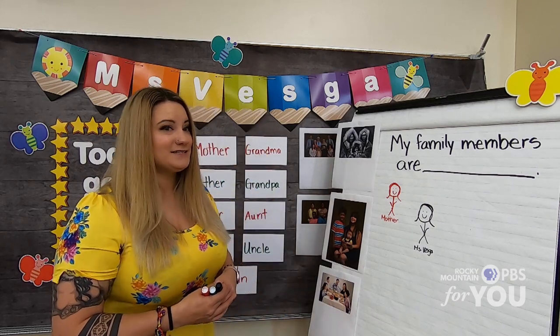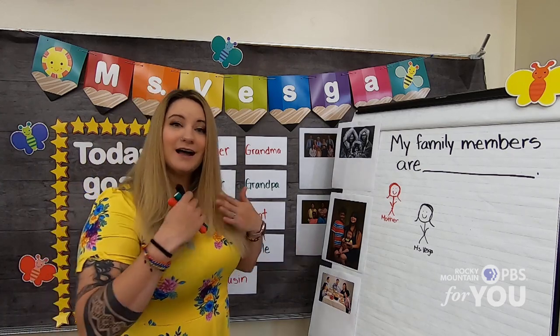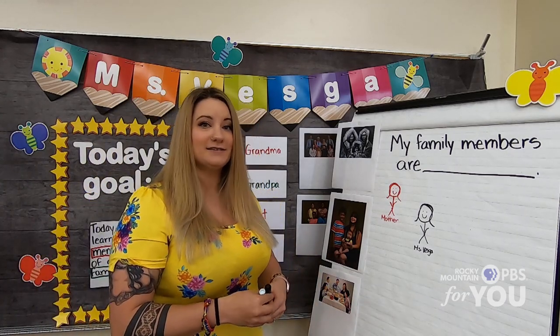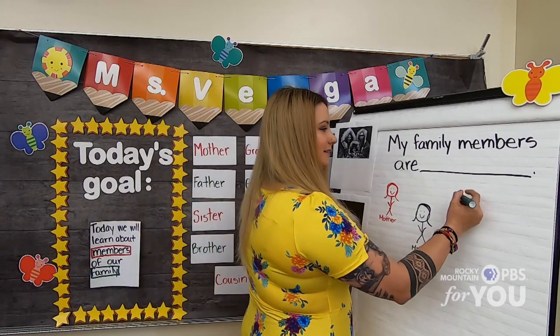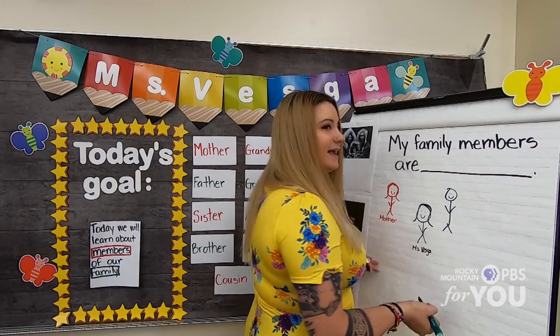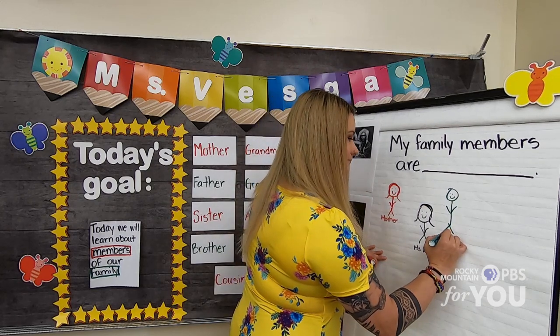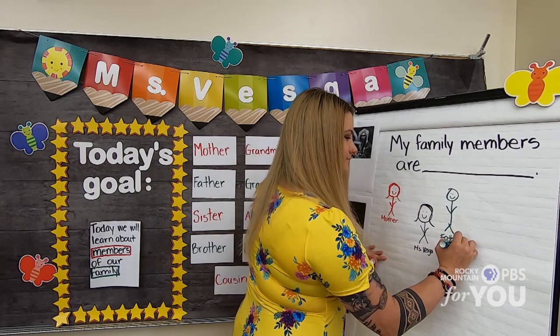The next word on our list is father. Do you have a father? I do, so I'm going to write it on the paper. I have a father with a big smile, and I'm going to write the word father underneath. Now it's your turn. That drawing is looking really good.